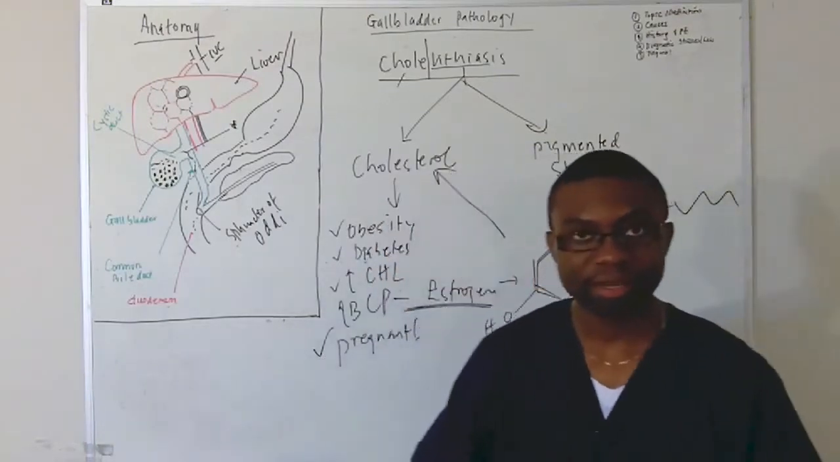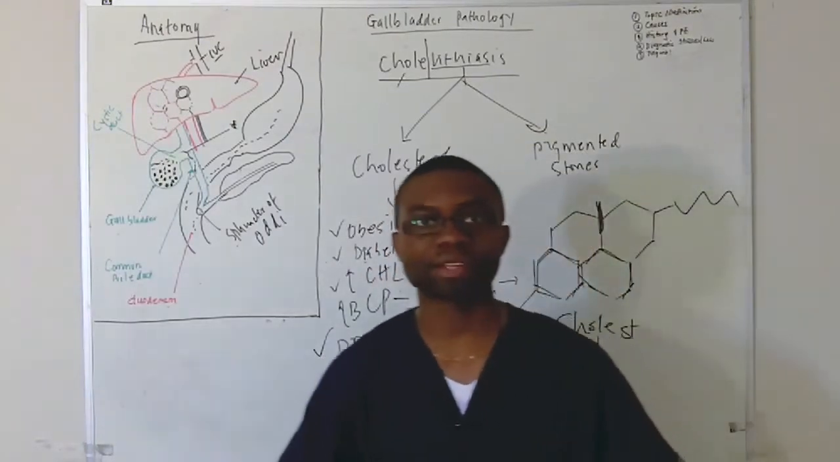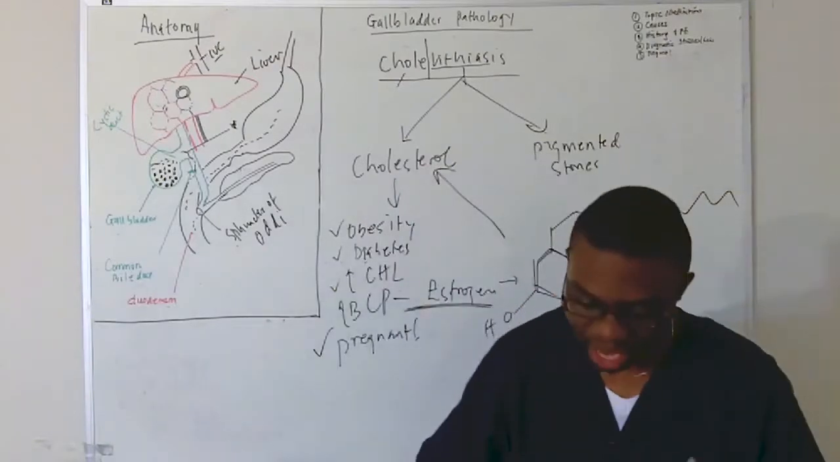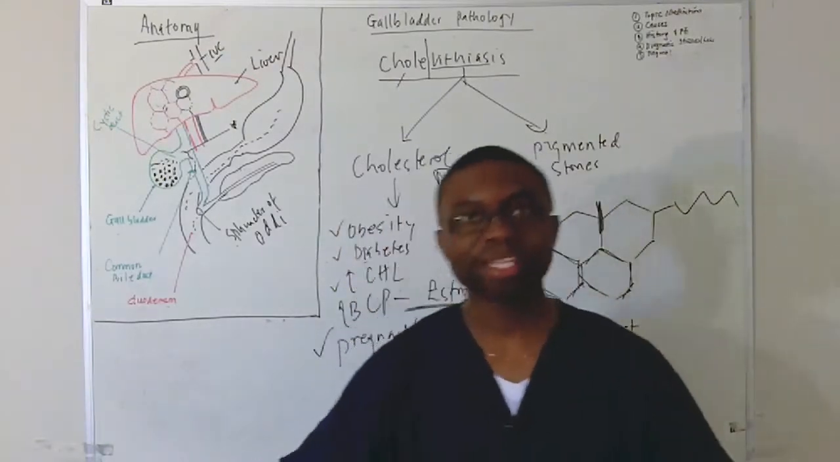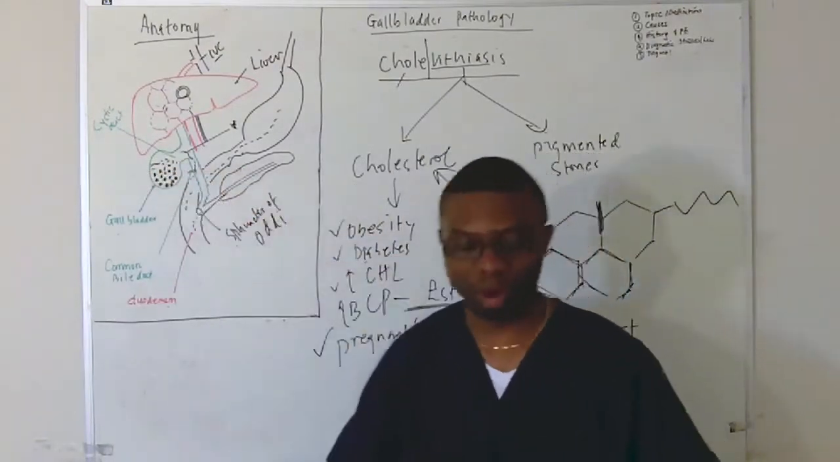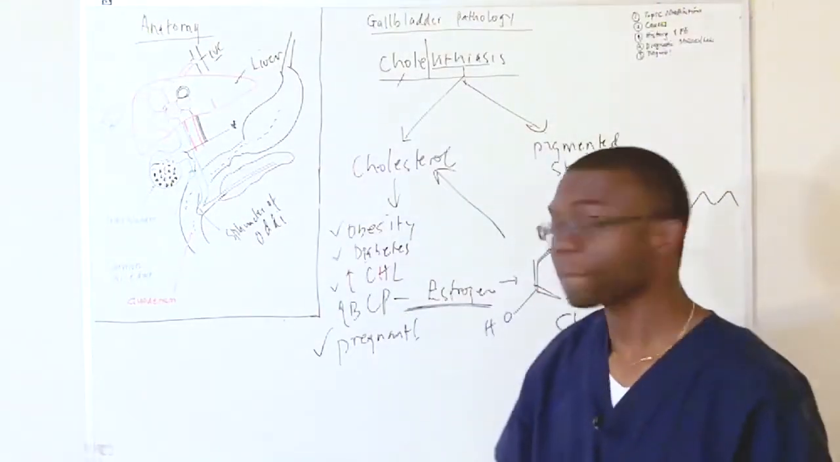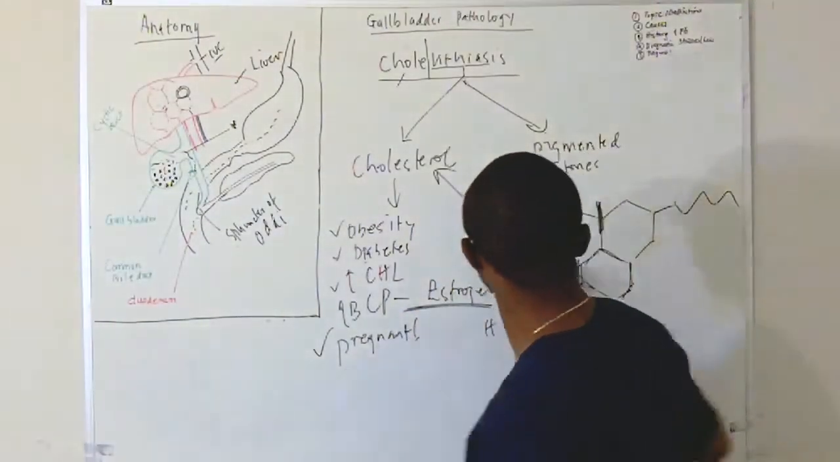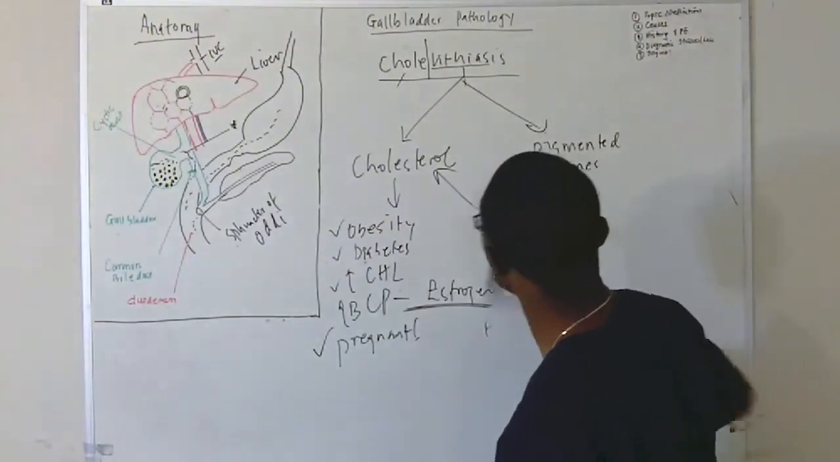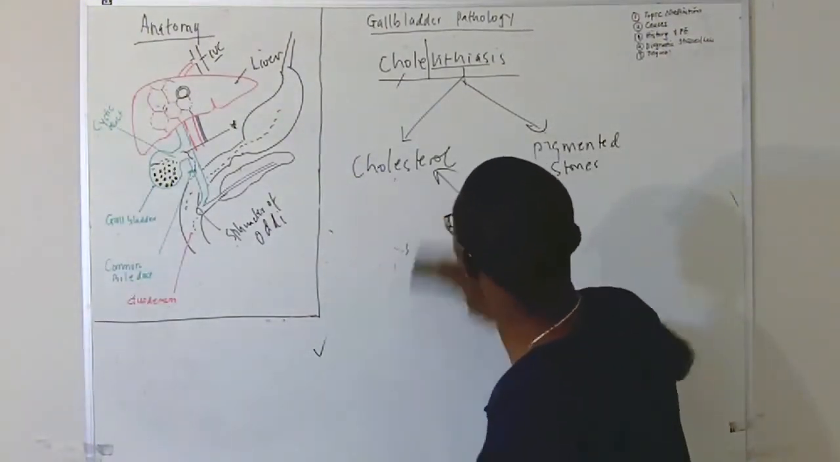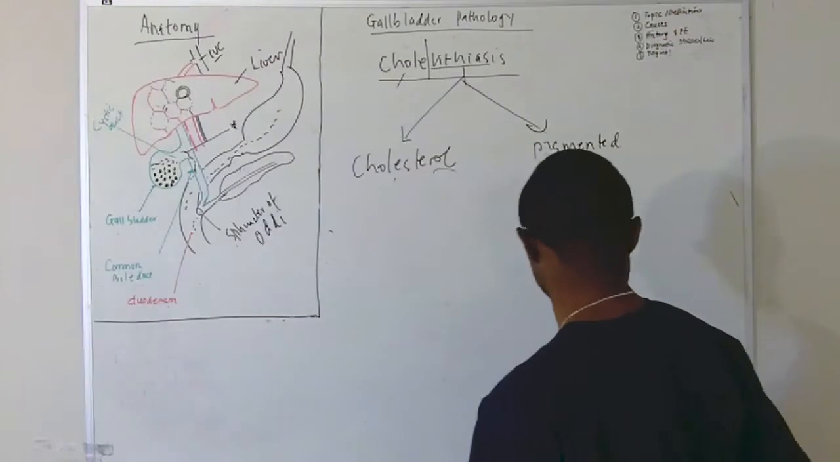Crohn's disease, right? That's another important risk factor. Cystic fibrosis. These are all different kinds of risk factors that are associated with what? Developing gallstones. Now that I'm done with the cholesterol aspect of this lecture, let's talk about pigmented stones.